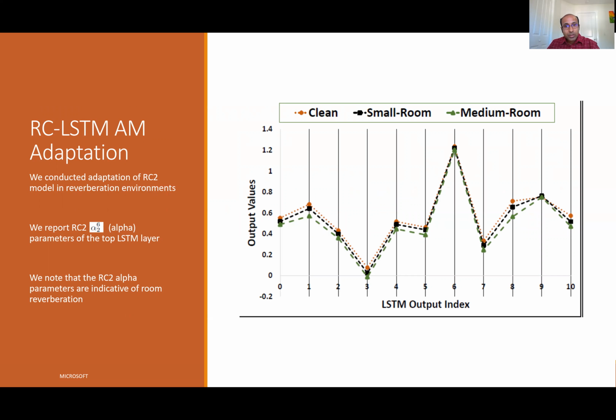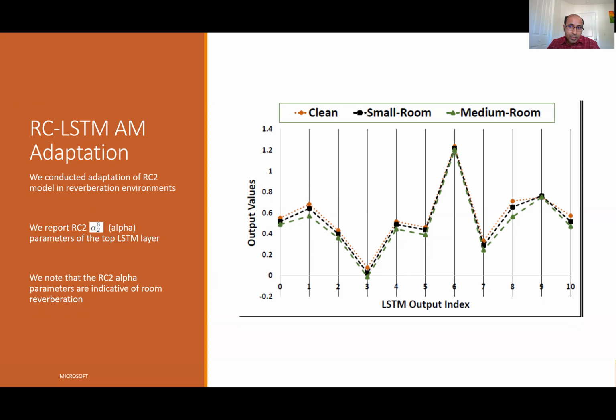Finally, we report some results on AM adaptation. We conducted an experiment on a small room and a medium room task. The medium room has larger reverberation, and we report these results for an RC2 model. In the chart, we plot the values for the baseline, which we refer to as the clean, unadapted model, and we plot the alpha values at different LSTM output indexes for the models that we adapted on small and medium rooms.